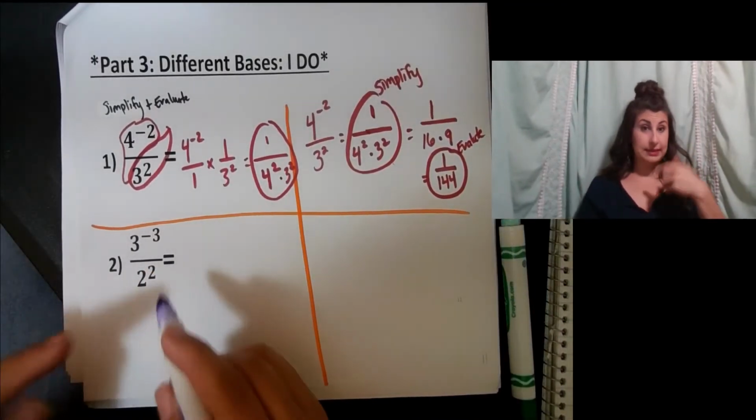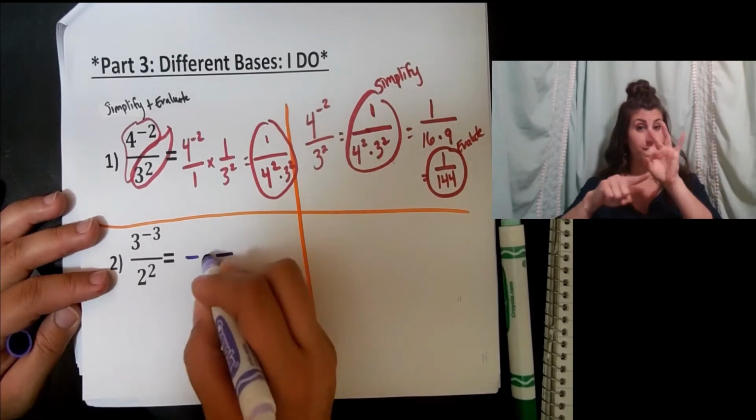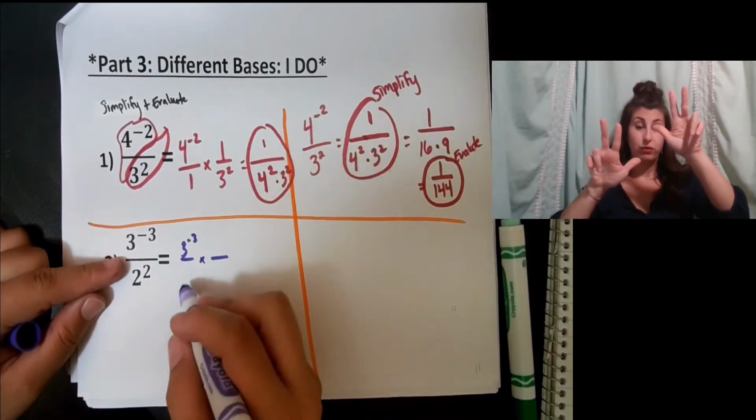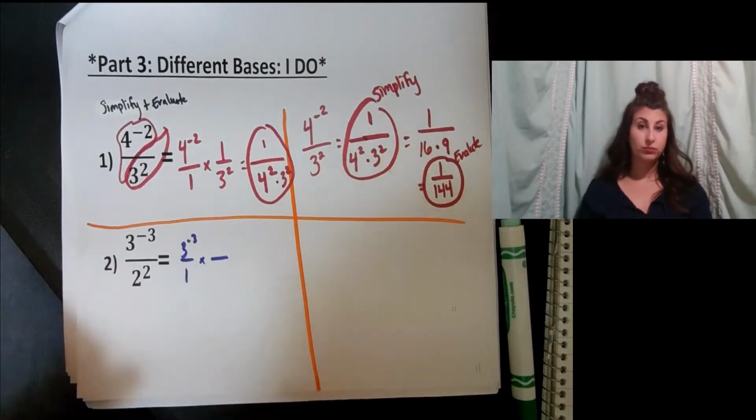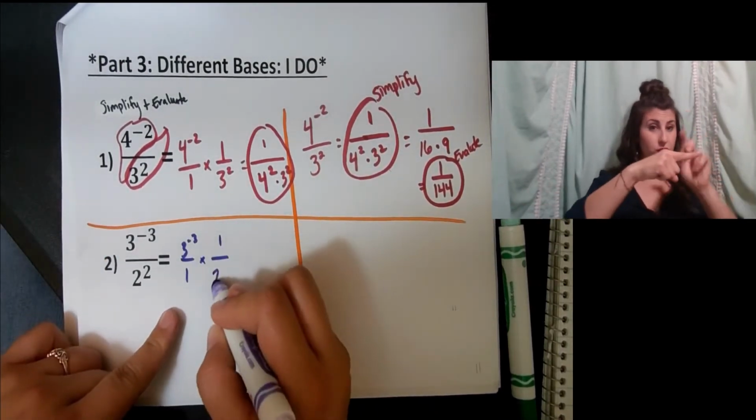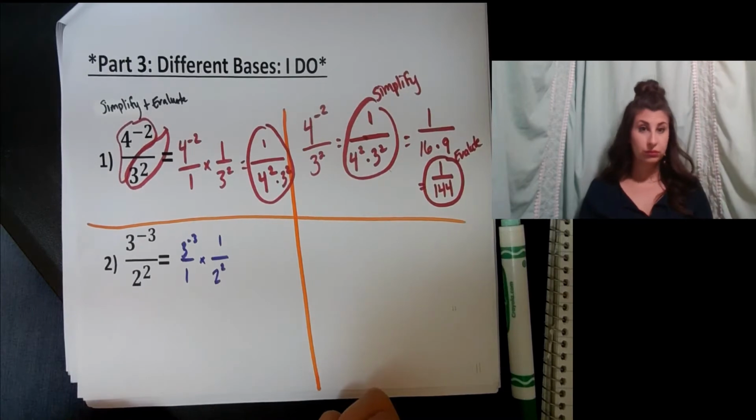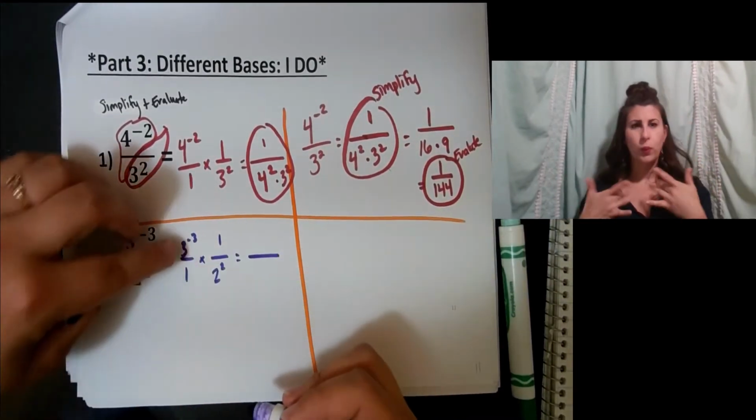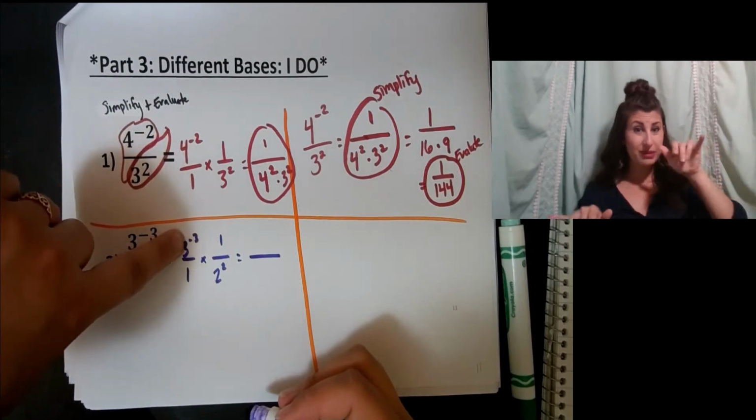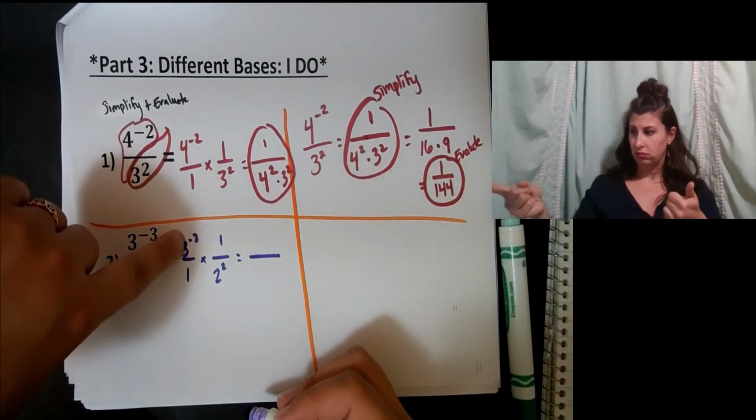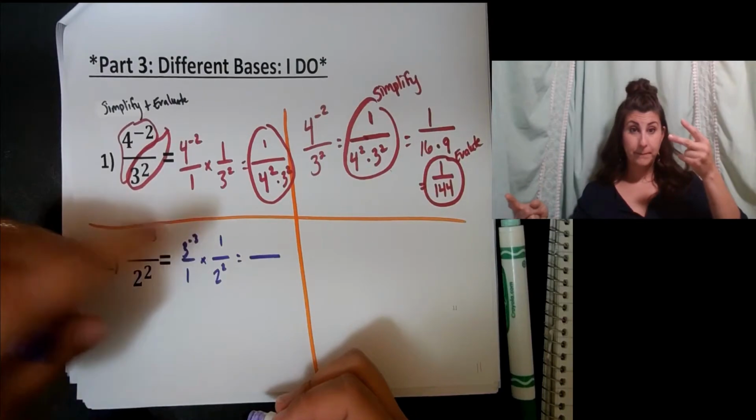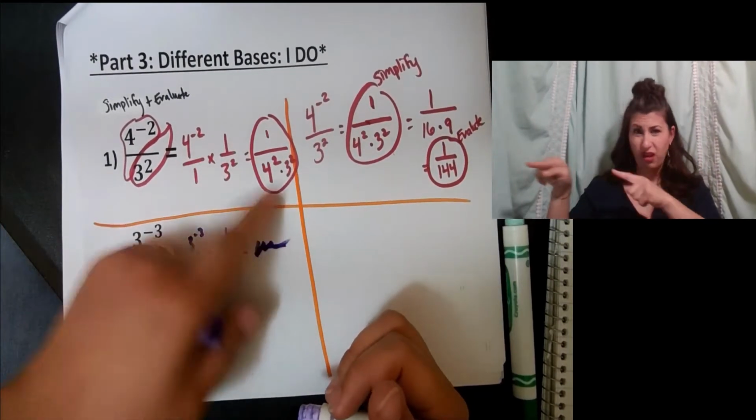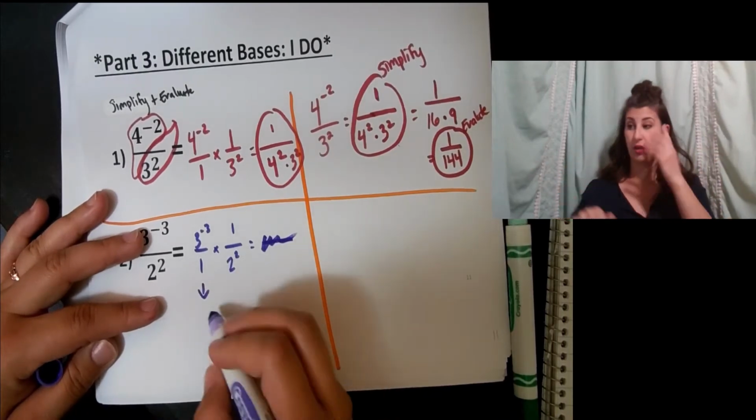So if I were to split these up into 2 different fractions, this is 3 to the negative third over 1 times 1 over 2 to the second. Okay. Then I'm going to ask myself, what's happening? Is this going to flip or is it going to stay on the top? It is going to flip. So what I could do, if I didn't want to write it, go from here straight to here, I could say, okay, this is going to look like this.